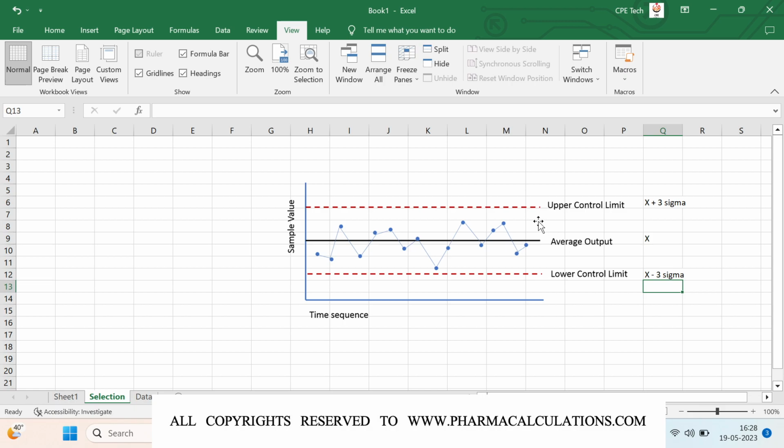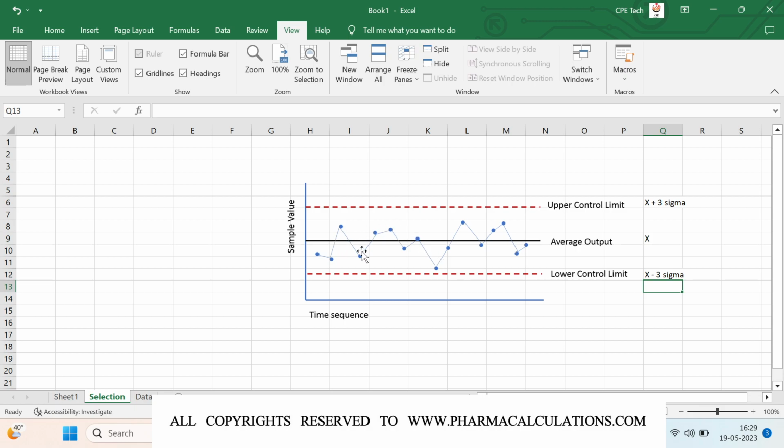Here in this case, all the data points are lying within the red control limit lines. So from this we can say the process is in control. Sometimes the data points will cross these control limits, and those data points we call outliers. Those outliers should have been affected by some special cause variations.